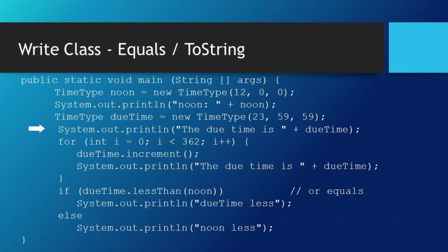We can print this as well, and it would print 23:59:59. Now we are going to go through a loop 362 times. Each time we will increment the DoTime, calling the increment method. Remember, increment adds 1 second. Then we would print DoTime. Pause here and check your understanding. What do you think would be printed? Finally, there is a call to the lessThan method. We want to see if DoTime is less than noon. Again, what do you think will be printed?